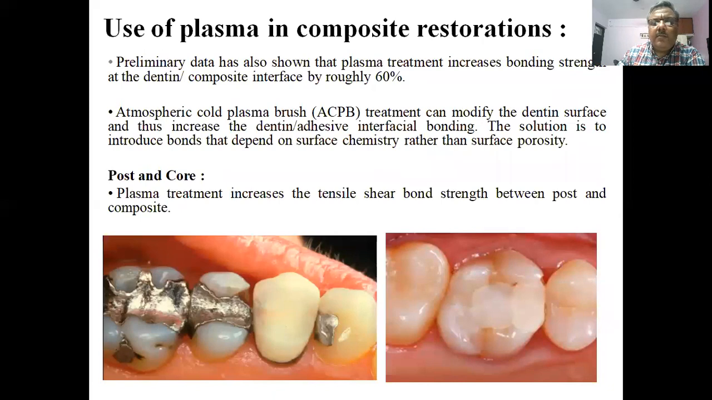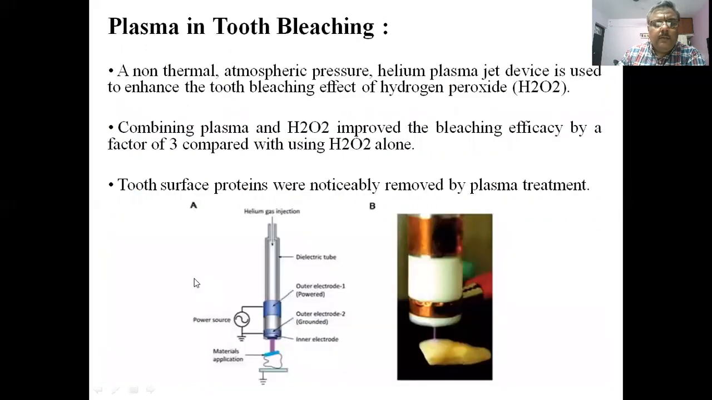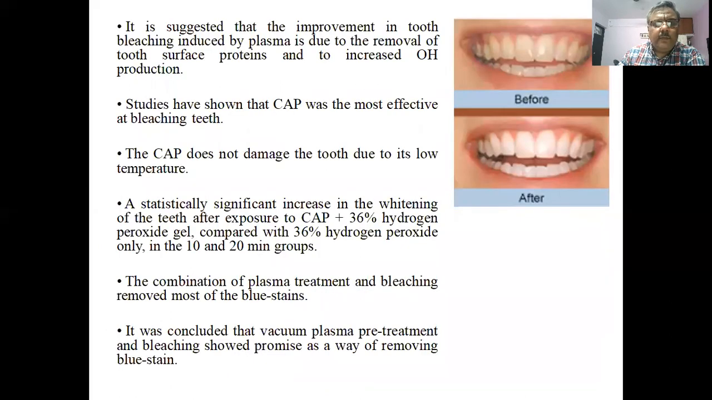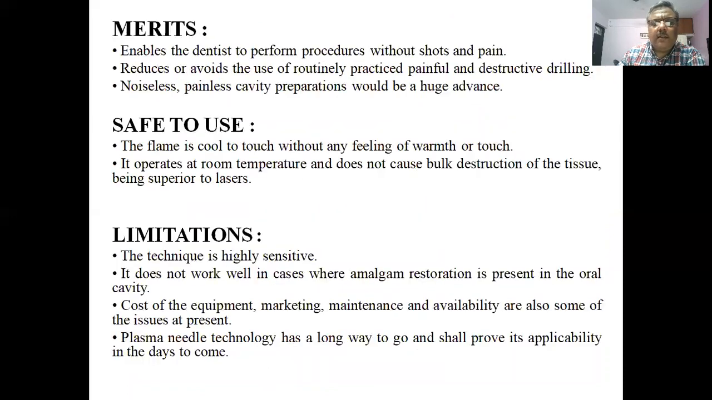Plasma can also be used in composite restorations. It increases the tensile shear bond strength between post and composite. A metal can be bonded with the teeth in a better way using plasma technology. Plasma can also be used in tooth bleaching. The tooth surface proteins can be noticeably removed using the plasma treatment. Other dental procedures can also be carried out.